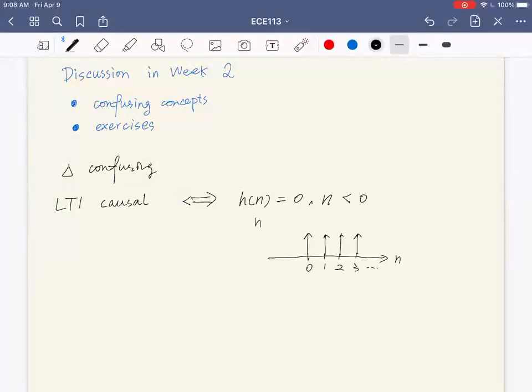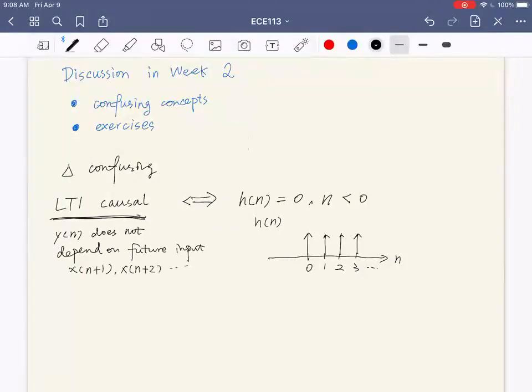I mean, it's just kind of like a real world system, right? You can't have signals from the future. Yes, you're right. That is exactly the definition of causality of an LTI system. So we say that y[n] does not depend on future input. And the future input here mathematically means x[n+1], x[n+2], and so on, right? So how can we relate these 2 concepts?